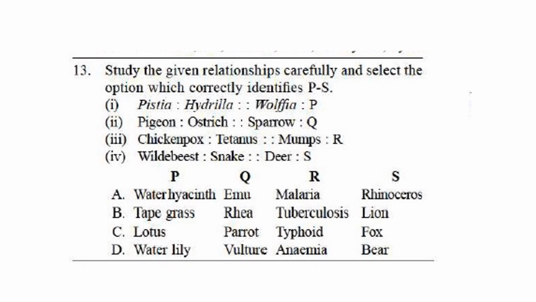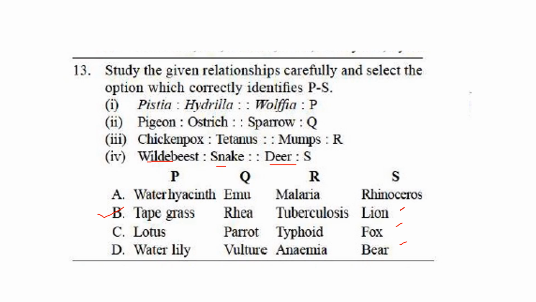First, let's check for the fourth. Wild beast and deer both are herbivore animals. Snake and lion, fox and bear. So our answer can be B, C and D. Lion, fox and bear are carnivorous animals like snake. For statement 3, chickenpox and mumps both are viral diseases while tetanus is a bacterial disease. So bacterial is tuberculosis. Answer is option B.